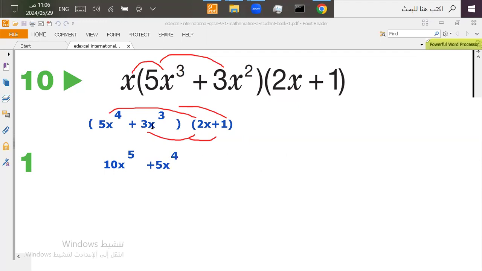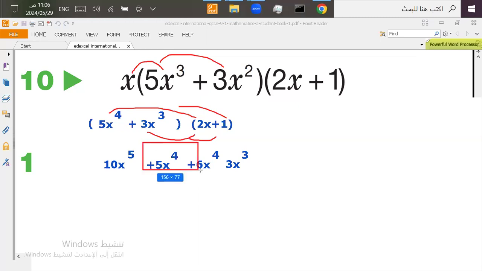And then we multiply this by 2x. So 3 times 2 is going to be 6. And then x power of 3, x power of 1, they're going to be x power of 4. And then this multiplied 1 will be the same. So 3x power of 3. This. Now, we look at the like terms.